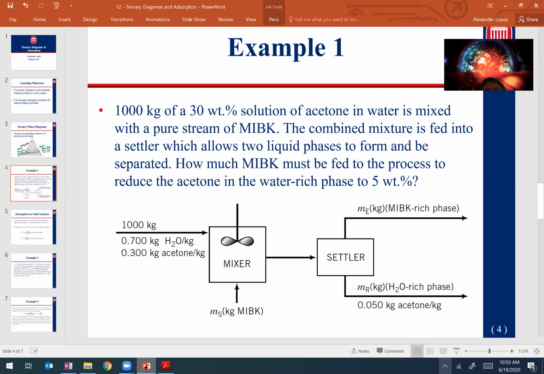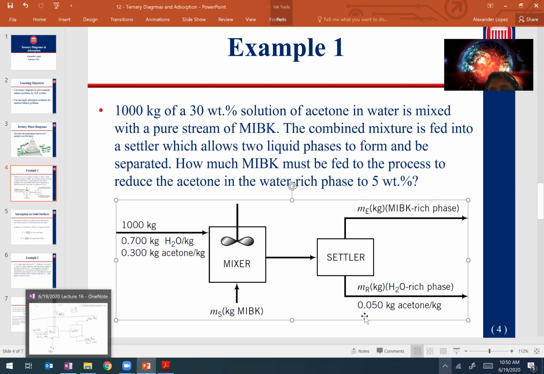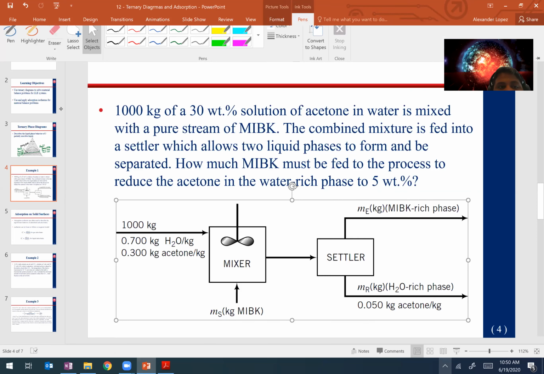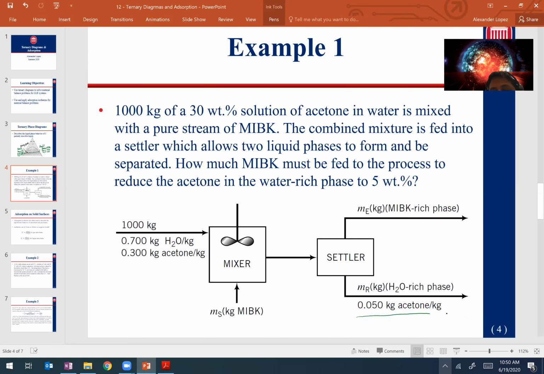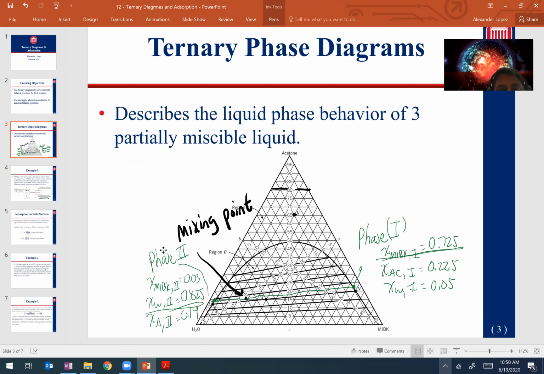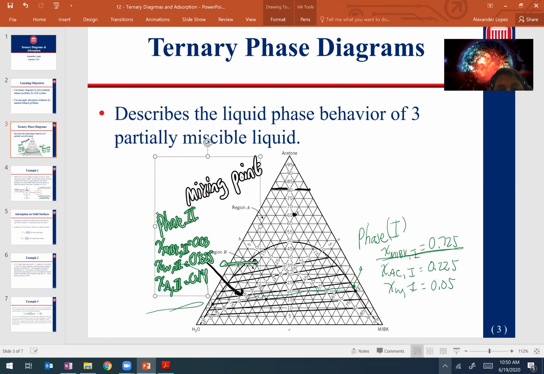All right. So what's the plan? How can we take a look at this problem? Well, I have this piece of information, right? 5 weight percent acetone. So let's jump to this ternary diagram. Oops, I need to delete that.